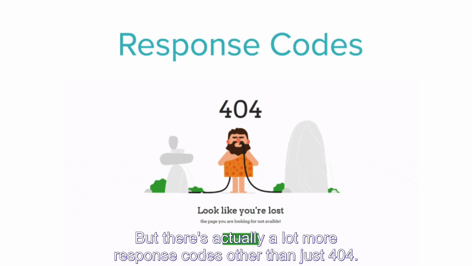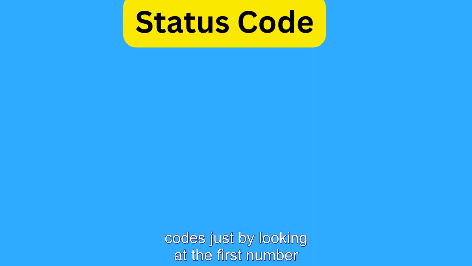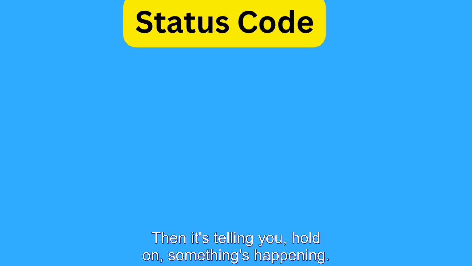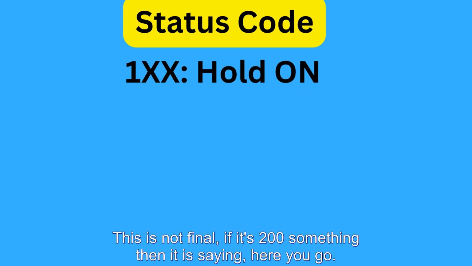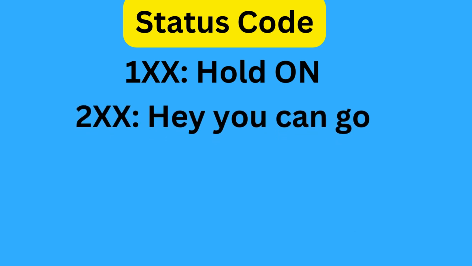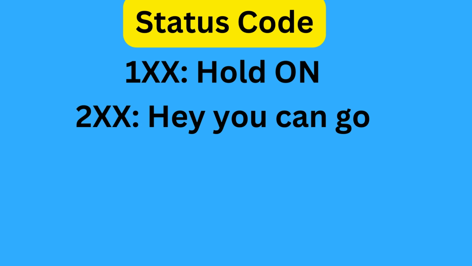But there's actually a lot more response codes other than just 404, and in fact, you could summarize these status codes just by looking at the first number. If it is 100 and something, then it's telling you, hold on, something's happening. This is not final. If it's 200 something, then it is saying, here you go. Everything was successful, you should be getting the data you expected.